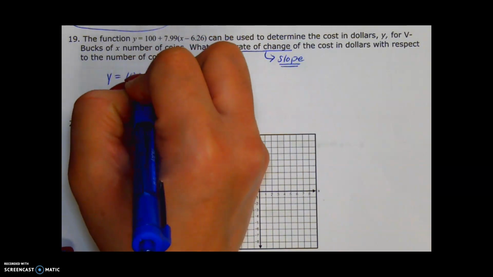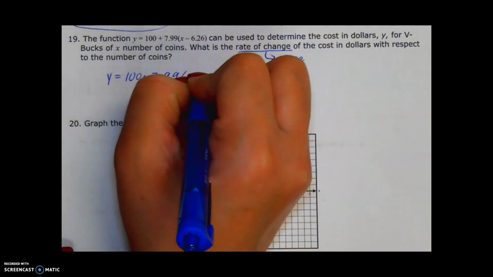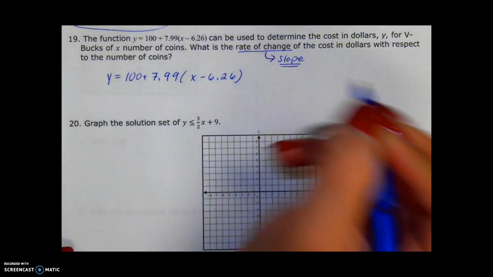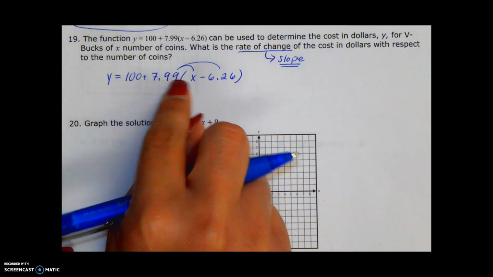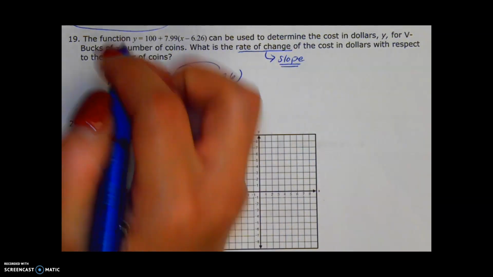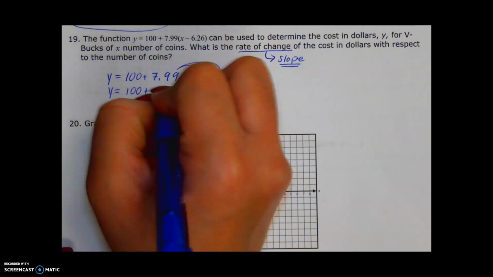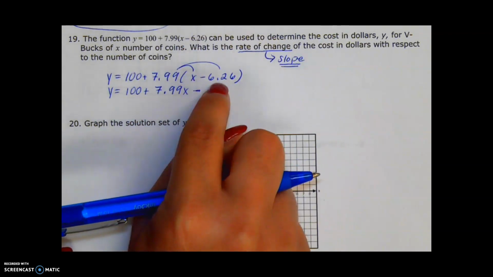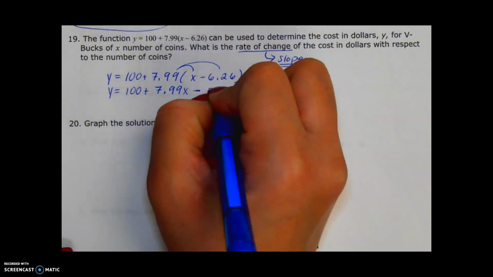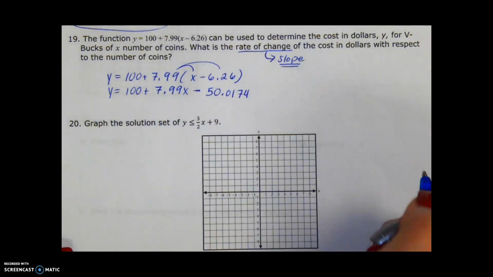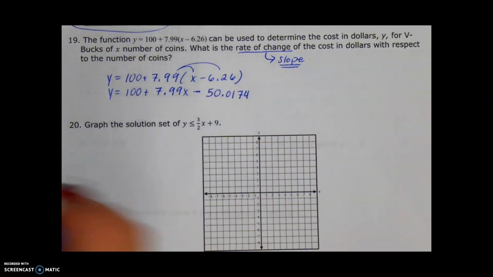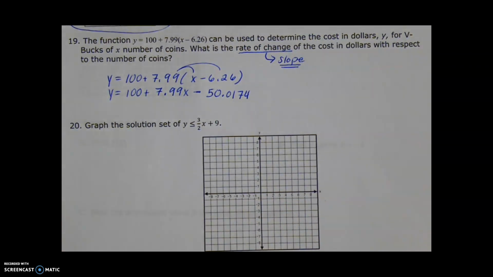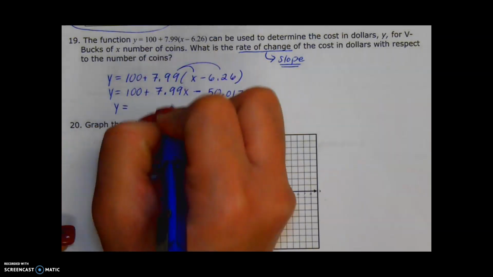have to use the distributive property. Remember, distributive property or distribution means just multiplying everything on the inside by whatever's on the outside of the parentheses. So I'm going to end up with y equals 100 plus 799x minus 799 times 26, that is 50.0174. We can combine like terms. I can do that real quick. So 100 minus, let me do that in my calculator, minus 50.0174.